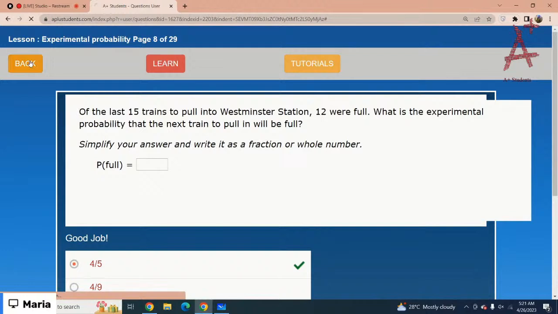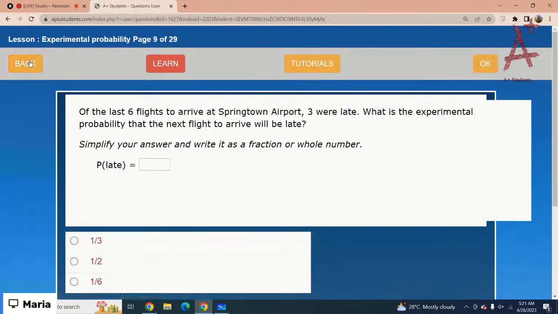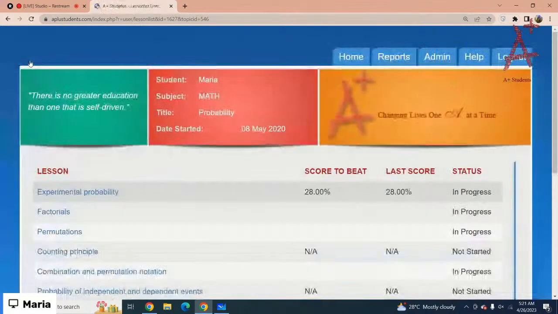Okay, let's just move on to the next lesson. You can complete the lesson by yourself later today. Let me just move on to the next one. The next one is factorials. Let's just start with the next lesson, that is factorials.